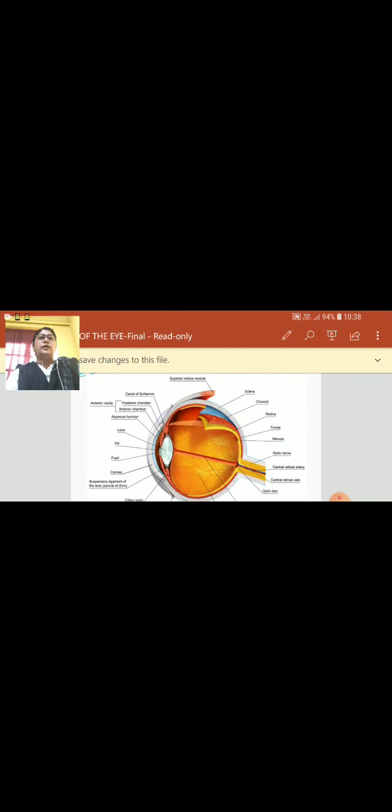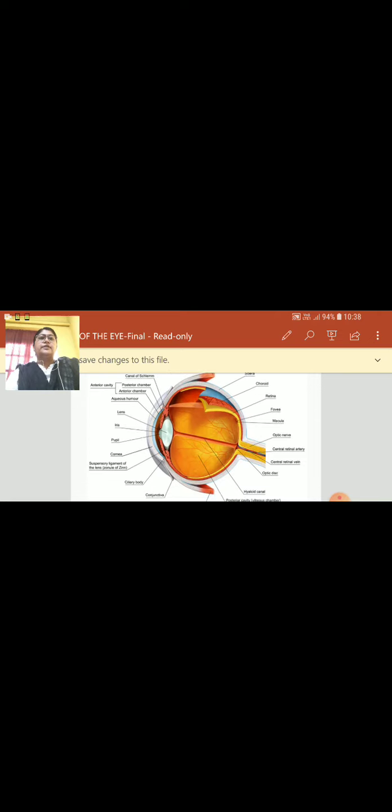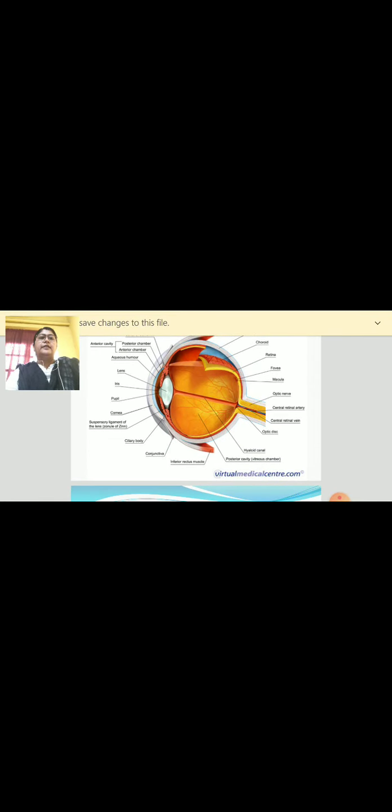You can see a gross structure of the eyeball, where in front we have the cornea and the sclera, then behind there is the iris, then the lens, the vitreous cavity. You can see in the middle there is a stem-like structure which is the optic nerve, and at the posterior side there is the retina, and the optic nerve comes out through the optic canal.